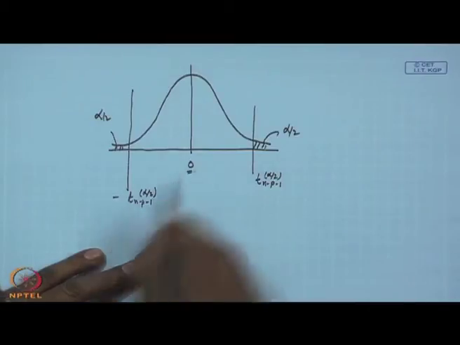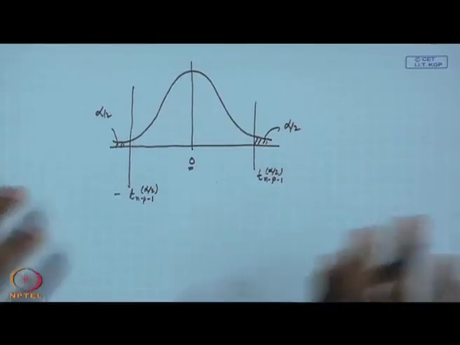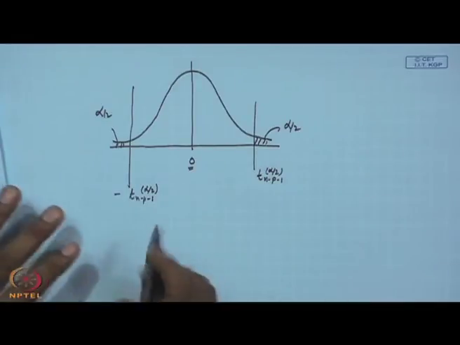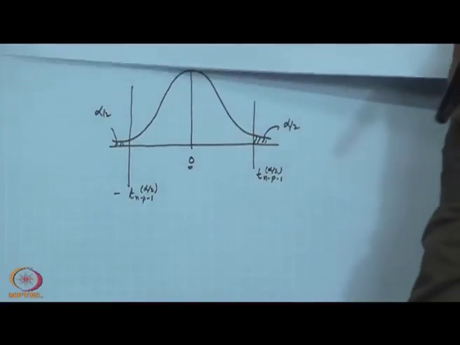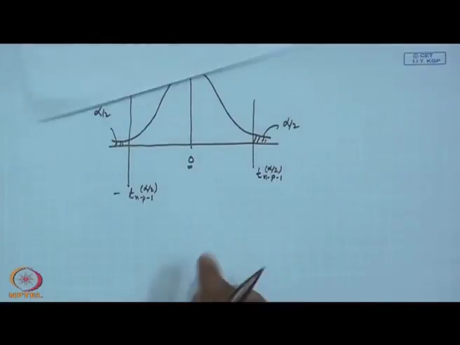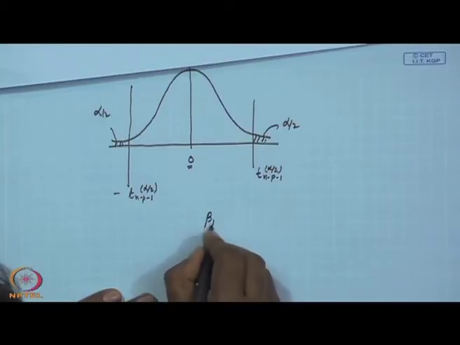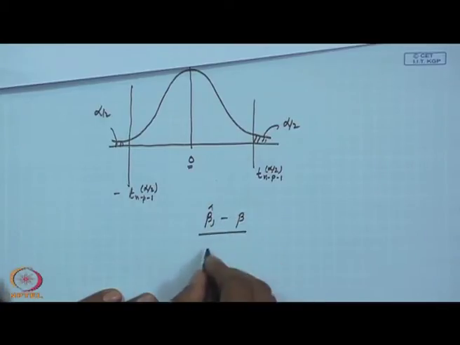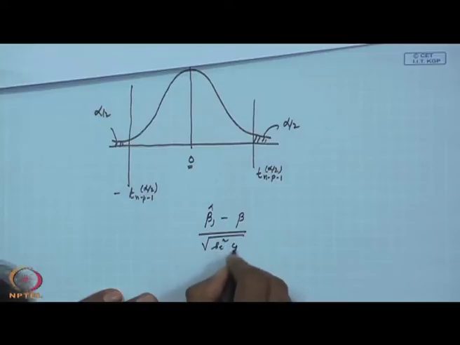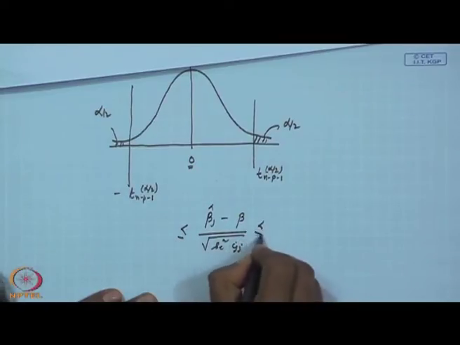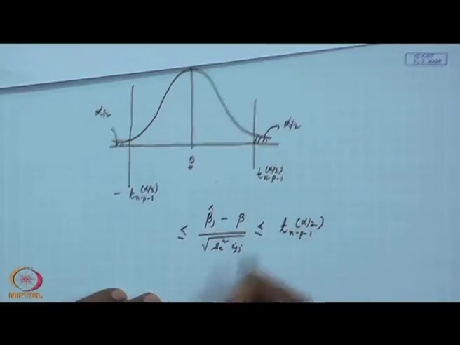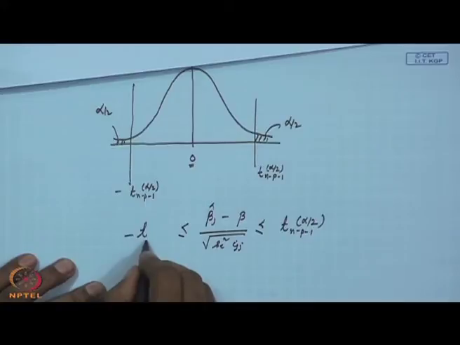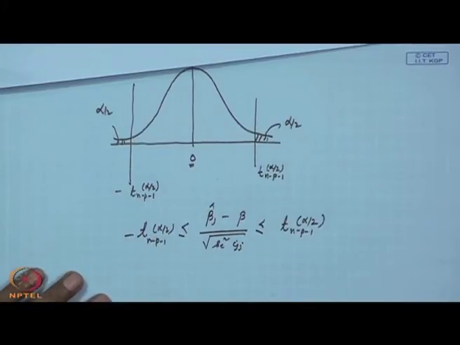Under null hypothesis, the null hypothesis case we will not discuss now. So, then can we not write down now with respect to this quantity: beta j cap minus beta j by root over sigma cap square C j j, less than or equal to t n minus p minus 1 alpha by 2, and here minus t n minus p minus 1 alpha by 2. Beta j.